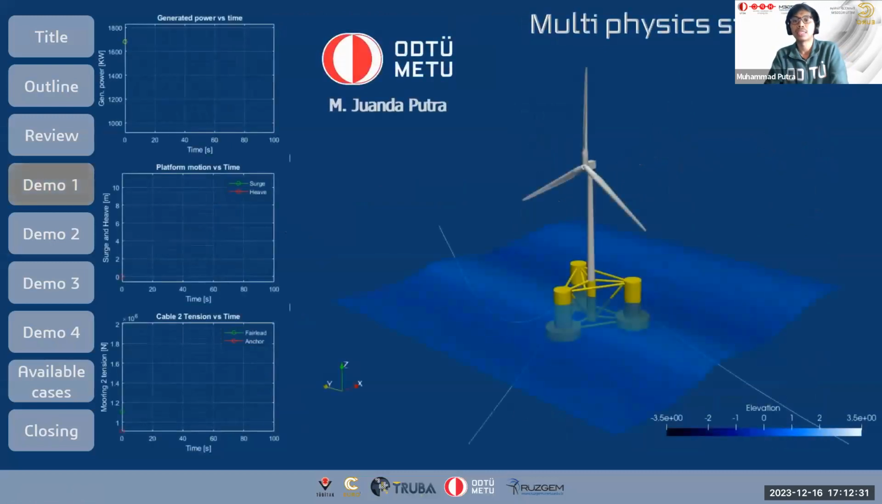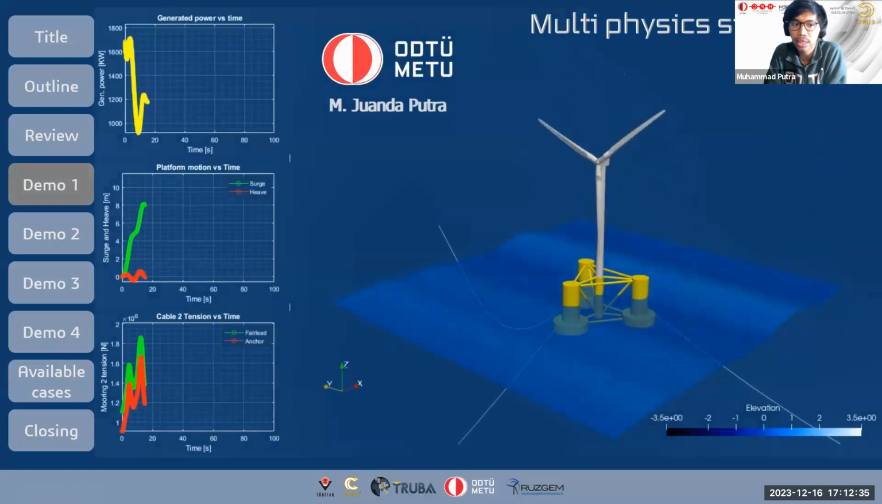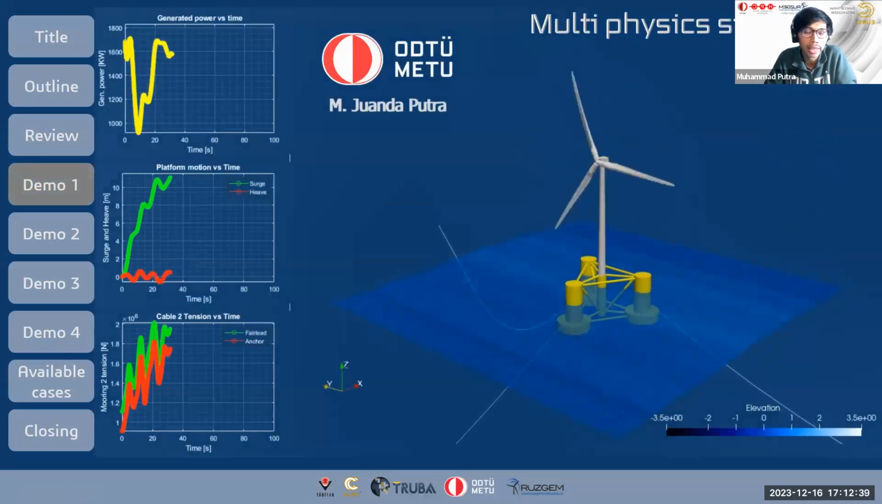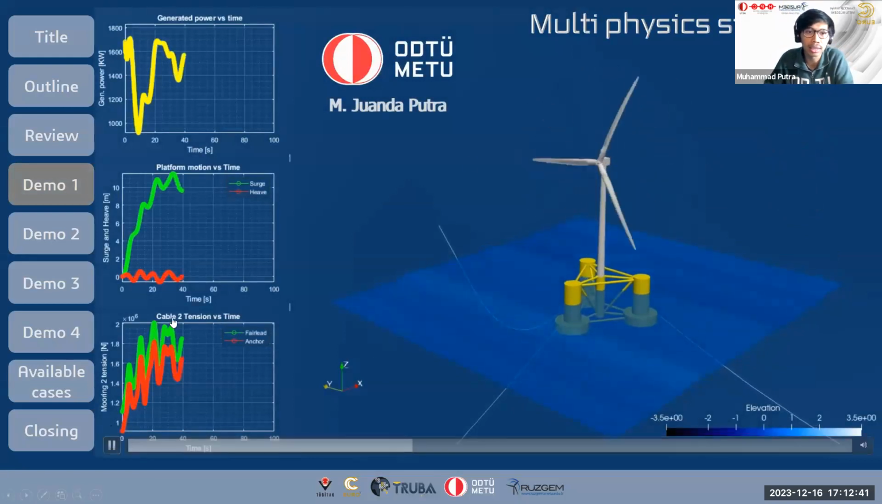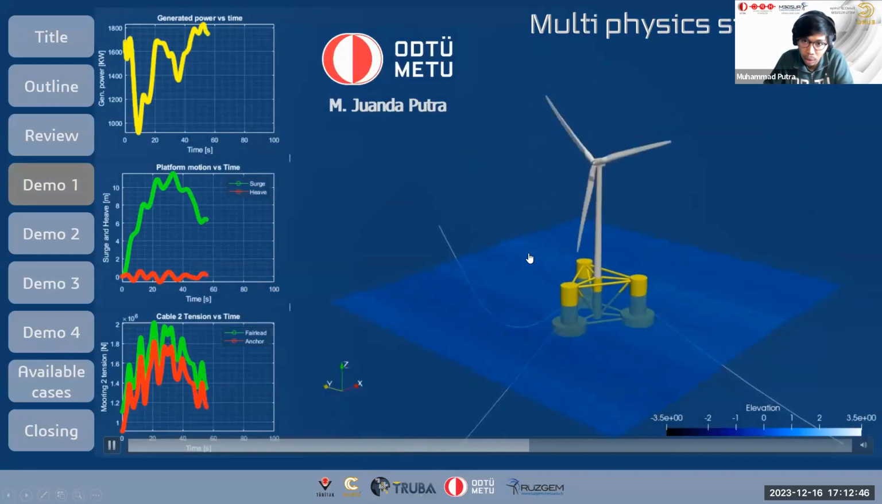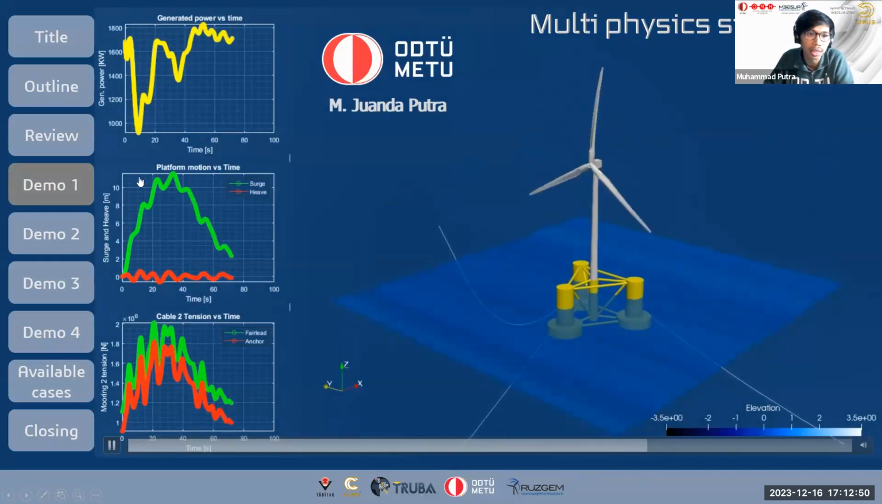Okay. So once again, OpenFAST does multi-physics simulations. We can do this kind of thing, combination of loads: wind, wave. As you can see here, I try to visualize an NREL 5 megawatt turbine atop a semi-submersible. As you can see here, this is the generated power.